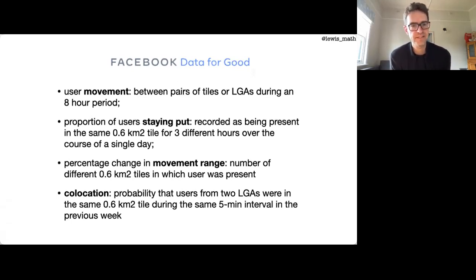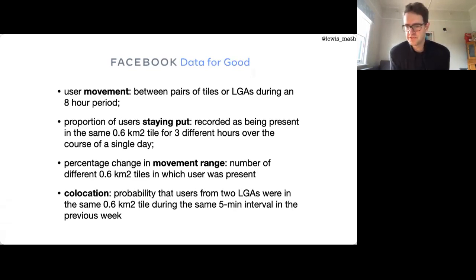So there's this data set on user movement, the number of movements between pairs of tiles. They grid up the world into these small 50-meter tiles, or between local government areas during an 8-hour period. So the number of people who have gone from LGA 1 to LGA 2 in an 8-hour period and back.